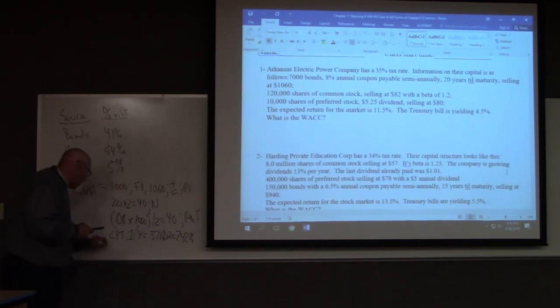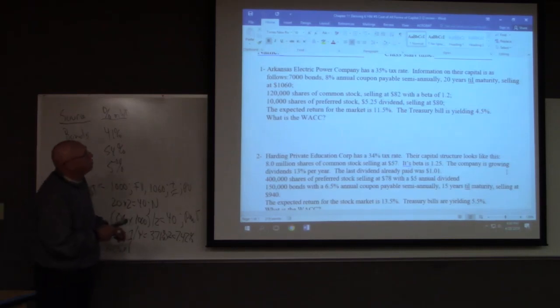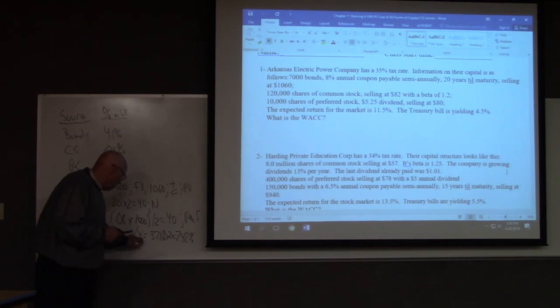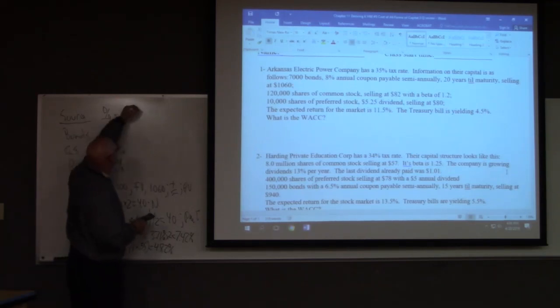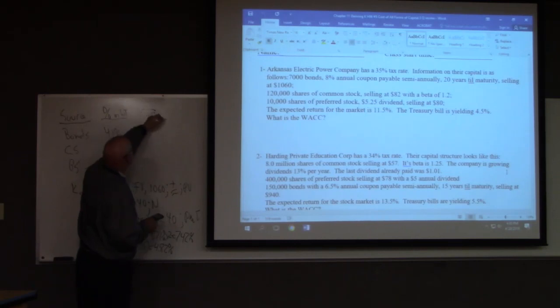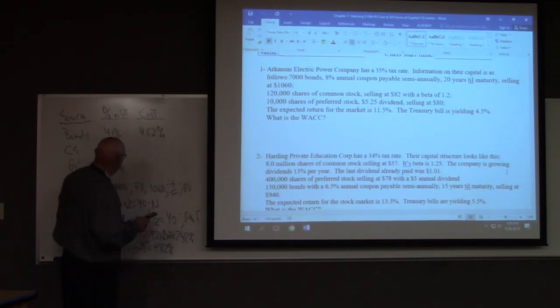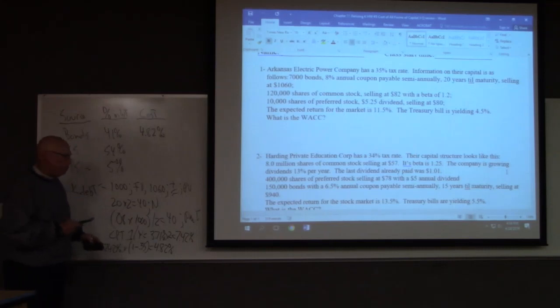Now let's multiply 7.42 by 1 minus the tax rate, times 0.65, and we get 4.82%. All right, so now the cost of debt would be 4.82%. Everybody see that? Okay.